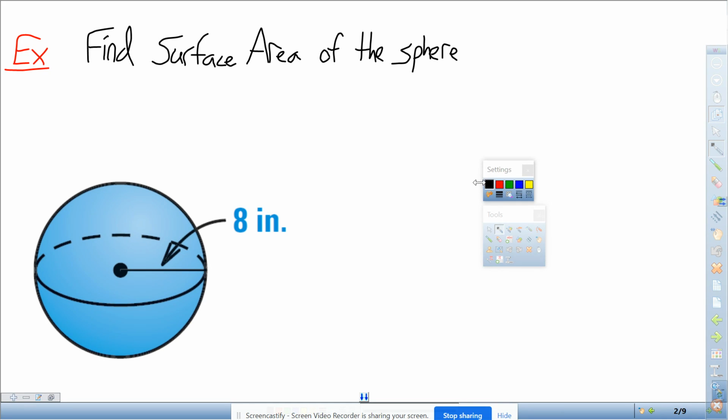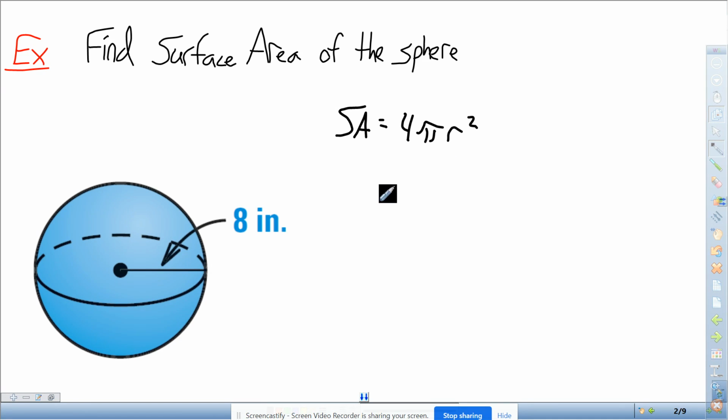All right, so this is about as straightforward as it gets. First thing to notice, they are giving us the radius of the sphere. So let's go ahead and write our formula. Surface area equals 4 pi r squared. And yeah, we have the radius. So let's go ahead and write it out. So 4 pi, radius is 8, squared. And all we need to do is type this into a calculator. So yeah, let's do it.